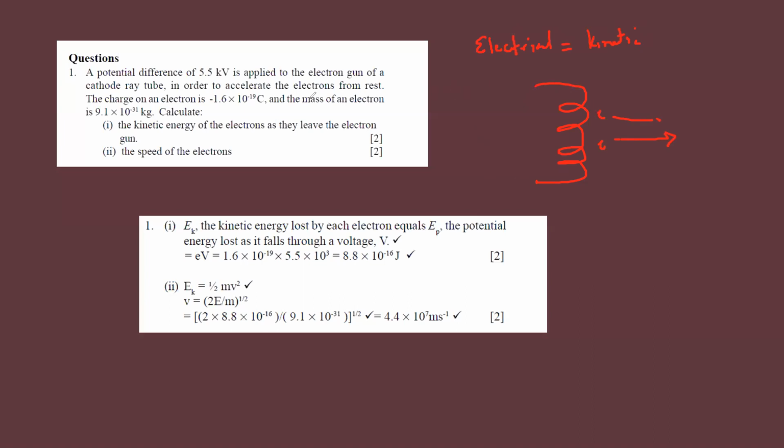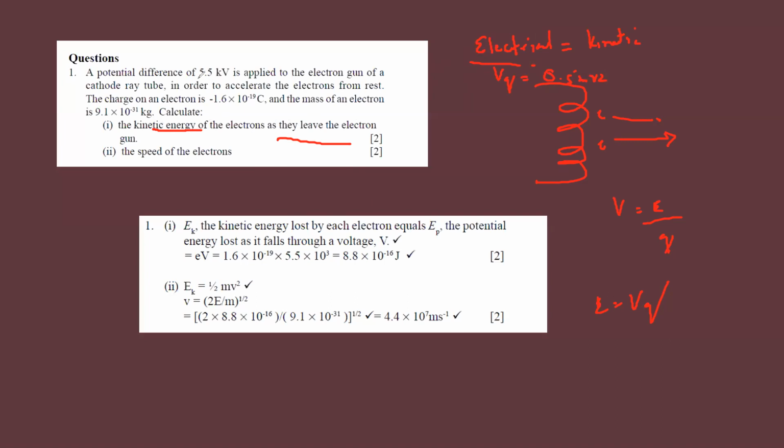And what is the electrical energy? If you remember the formula for voltage, voltage is energy divided by charge. So electrical energy is voltage multiplied by charge, and kinetic energy is half mv square, 0.5 mv square. But the question is the kinetic energy of electron as they leave the electron gun. So basically electrical energy is converted into kinetic energy. So we'll find the electrical energy and we'll get the kinetic energy.